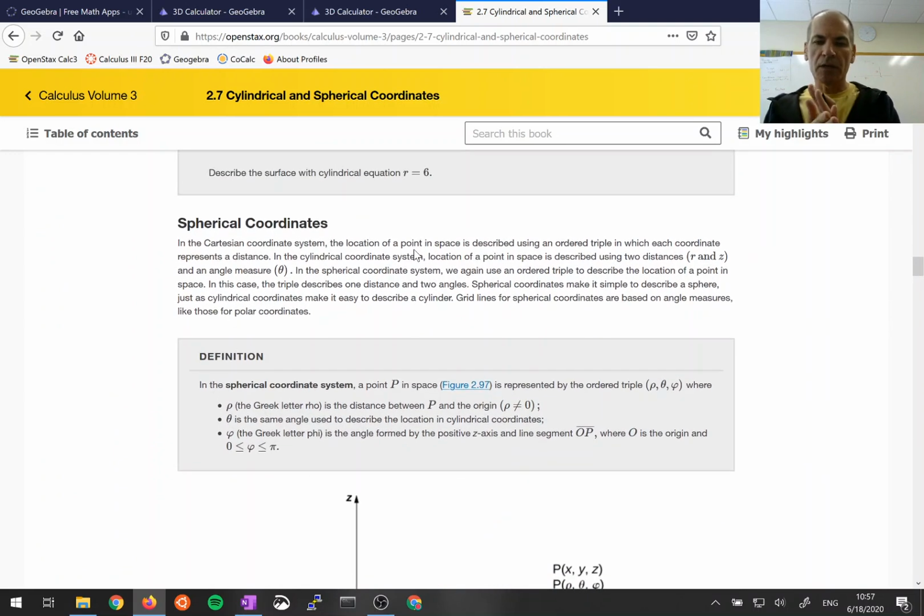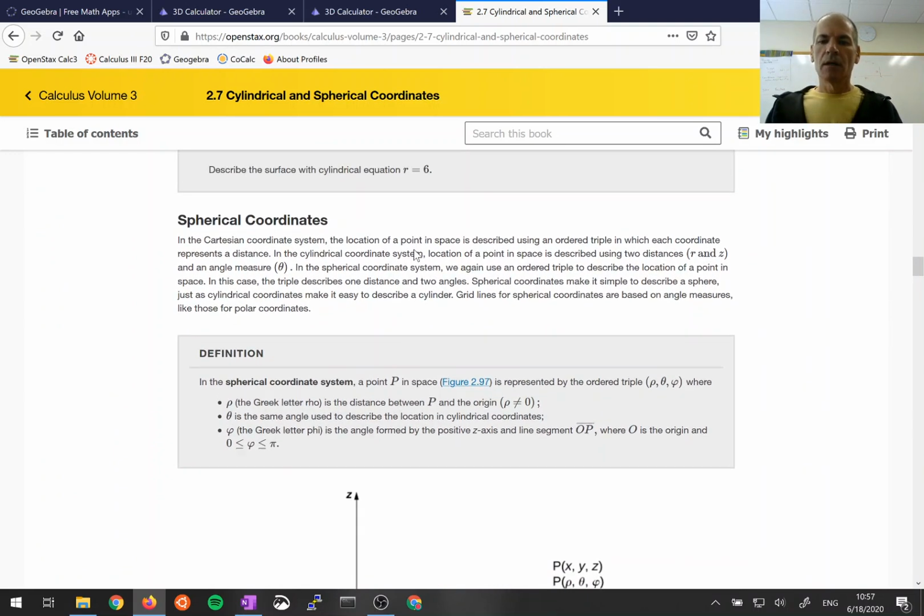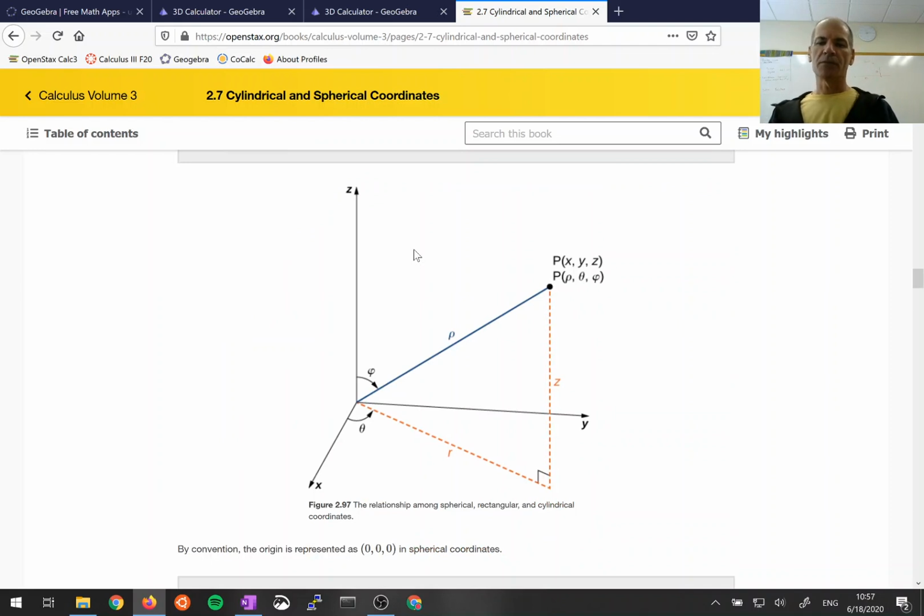Spherical coordinates, a little bit more complicated. The picture that you want to get into your head for spherical coordinates is that these three coordinates, rho, theta, and phi, describe certain ways of getting to a point in three-dimensional space. Rho first says the point is a distance rho from the origin. Theta says if you project this line segment down into the xy plane, it will make an angle theta with the positive x-axis. That's what theta says.